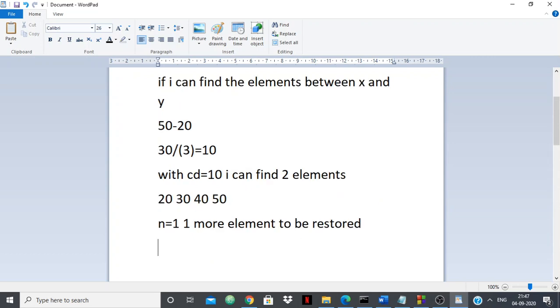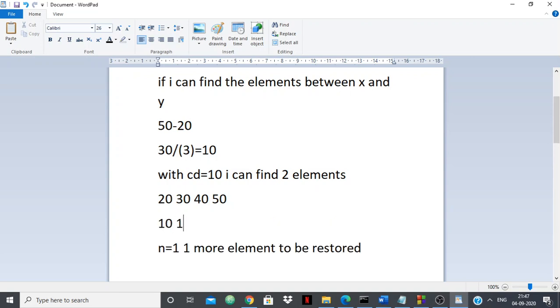Right? So that element we can either find above 50 or we can find below 20. So we want to keep the maximum value as 50 only as of now. So I'll find below 20. So below 20 what will I get? 10. So 10, 20, 30, 40, 50. This will be my array, right? And the maximum value is 50.